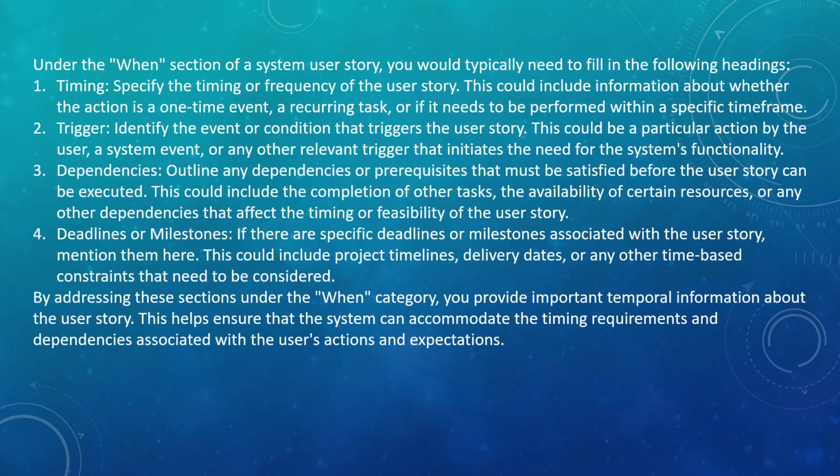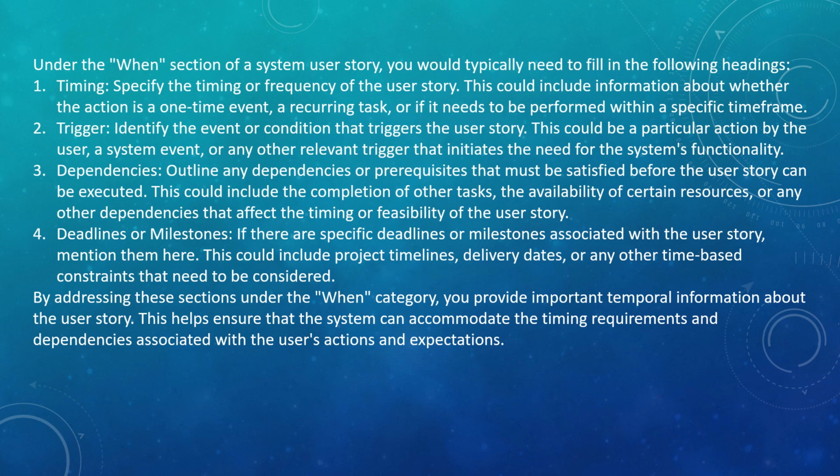You would typically need to fill in the following headings: timing. Specify the timing or frequency of the user story. This could include information about whether the action is a one-time event, a recurring task, or if it needs to be performed within a specific time frame. Trigger. Identify the event or condition that triggers the user story. This could be a particular action by the user, a system event, or any other relevant trigger that initiates the need for the system's functionality.